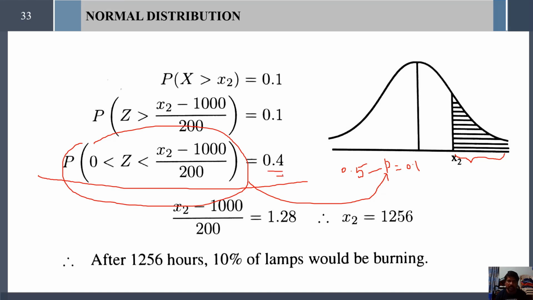So 0.4 is, as usual, referring to the normal table in reverse order. 0.4 is the area, the same as for the previous problem. So approximately for 0.4 area, we can get the ordinate 1.28. So cross multiplying and adjusting the numbers, we can get x2 equal to 1256. So this is the answer for the second question. After 1256 hours, 10% of lamps would be burning.